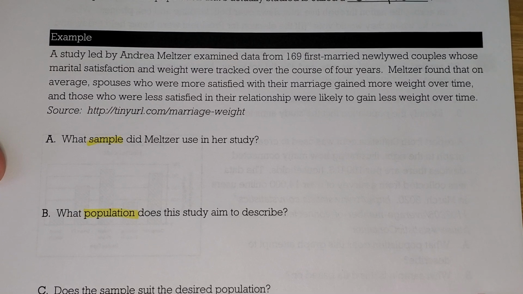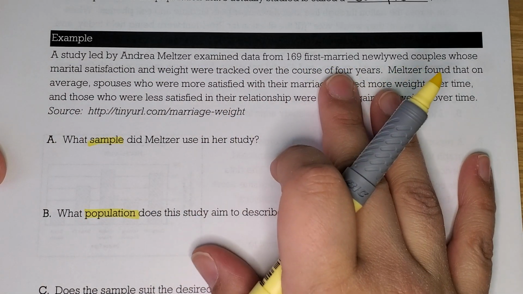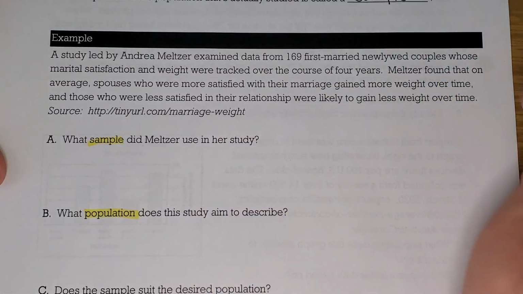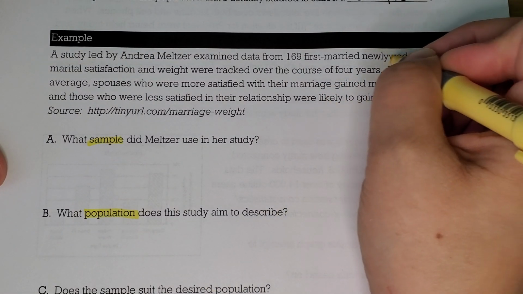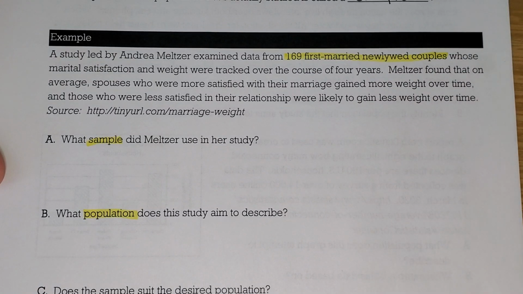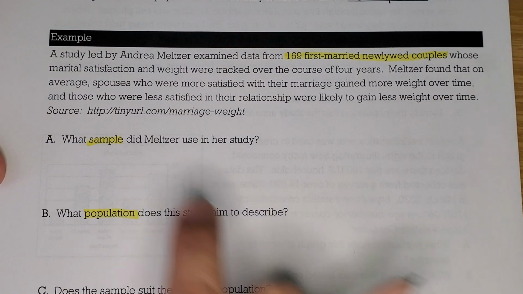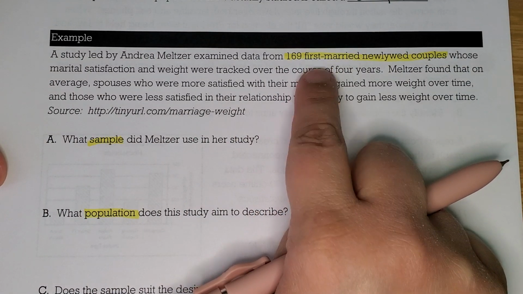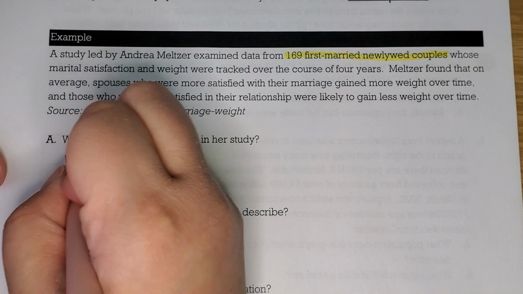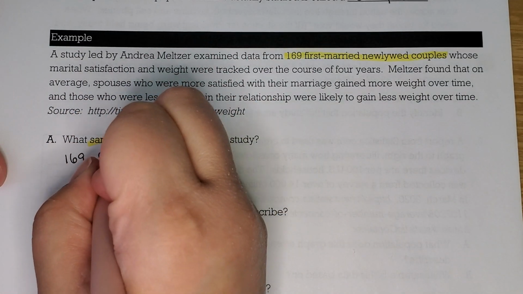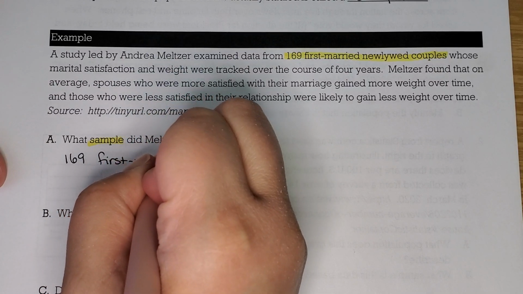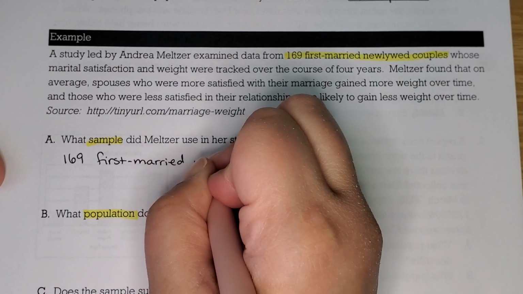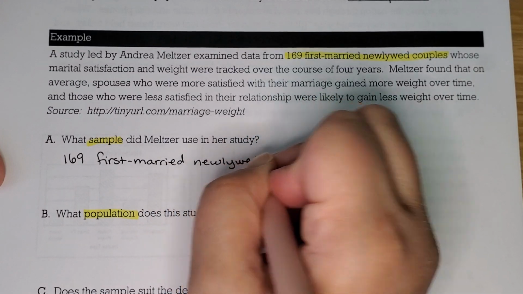So I'm going to go back and reread this, looking for information about who is being described. So first, she examined data from this group of people. So this specific group of people is going to be our sample. That's a specific group that she looks at. So actually, I'm going to go put that here right now. So the specific group, the sample, is this 169 first married newlywed couples. That's the specific group that was looked at. 169 first married newlywed couples.